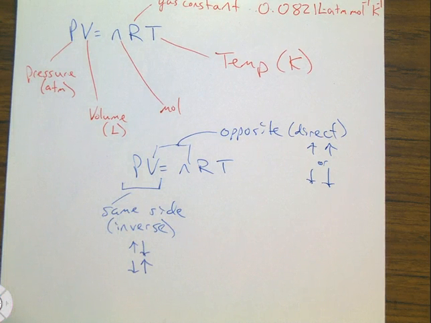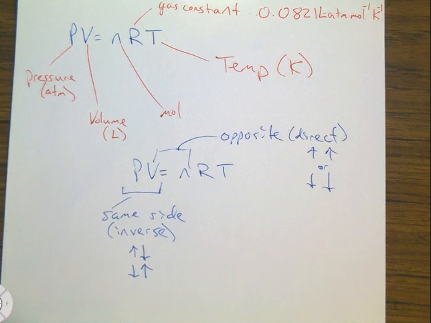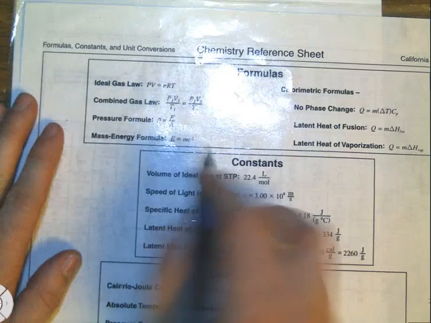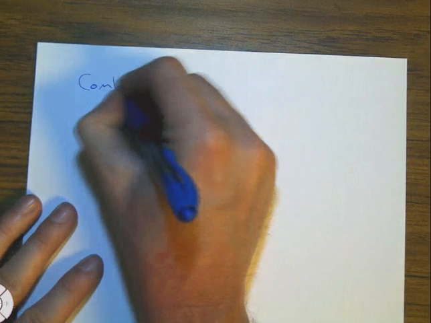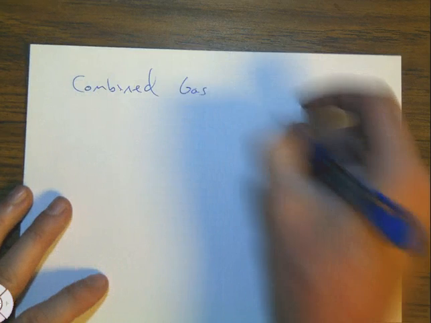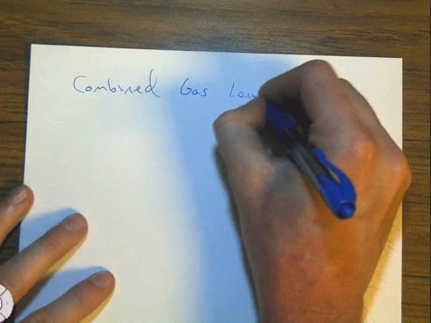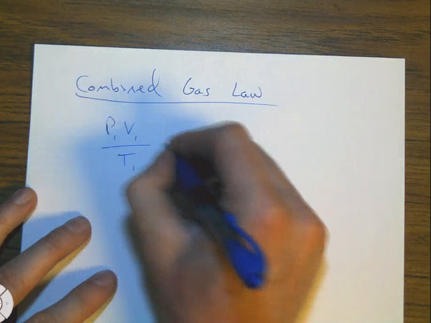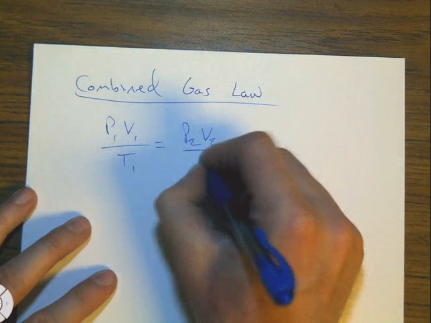Now we're going to talk about something called the combined gas law. And the combined gas law allows us to predict how properties change for a gas. What we're going to do is move away from this, and now we're done with PV equals nRT. Now we're going to use the combined gas law. So the combined gas law uses 1s and 2s instead of I's and F's, but they mean the same thing. So P1 V1 over T1 equals P2 V2 over T2.